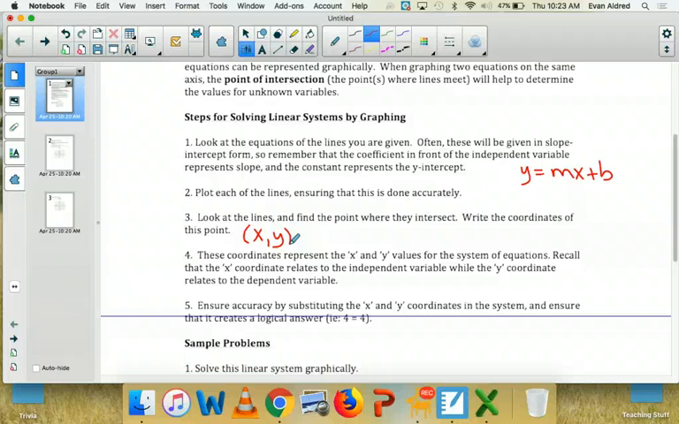Now, we may not be using the variables x and y. What that means is that the first coordinate will represent the solution to the variable you've placed on the horizontal axis, and the second coordinate will represent the solution to the variable you've placed on the vertical axis. Again, we'll see what this looks like when we do some graphs in a minute. Then you can ensure that you've done this correctly by putting the coordinates back into the equations we were given and making sure that it works for both equations.